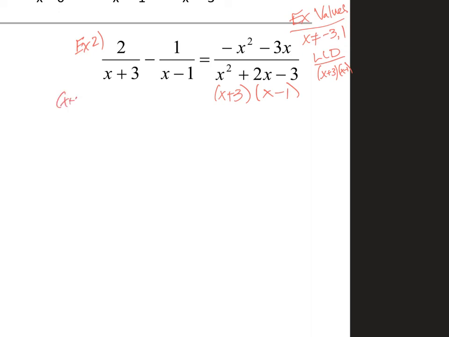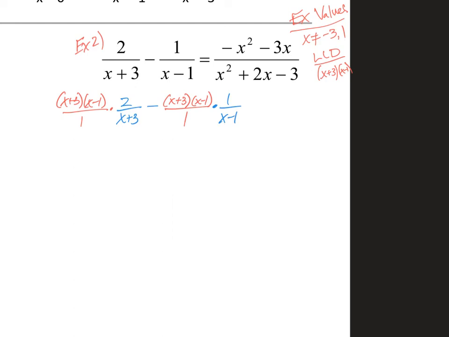So that's x plus 3 times x minus 1 over 1 times the original term, or that first term in my equation, which is 2 over x plus 3. And that's minus the LCD, which is, I'm actually going to get rid of this, guys. I'm going to run into that, so I'm going to erase that real quick, and then I will continue. So I'm going to multiply the LCD then, again, by the second term in the equation, which is 1 over x minus 1.